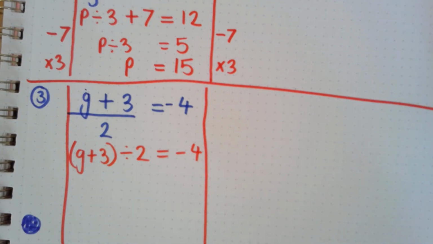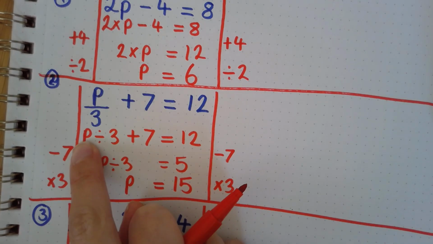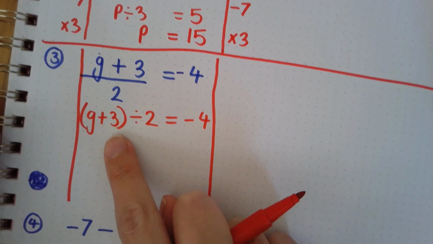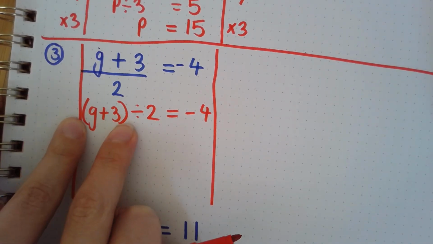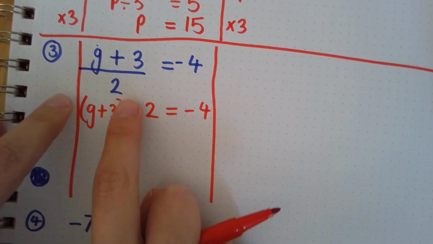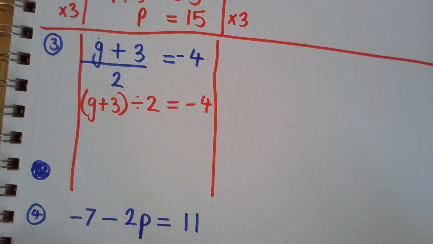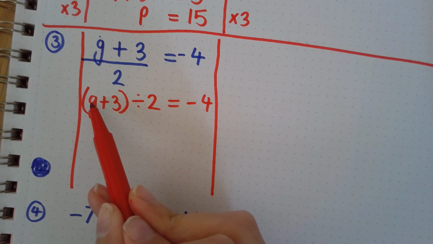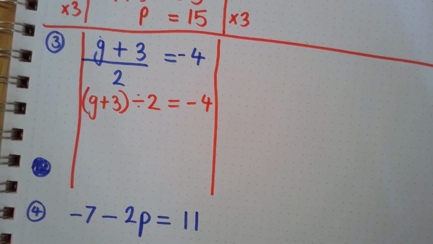So I've not done any workings, I've just rewritten it a different way. Up here, it was only the P being divided by 3, so I could just write P divided by 3. Here, it's G plus 3 being divided, so I needed the brackets. If I didn't have the brackets, it would just look like 3 divided by 2. So I've got to have the brackets so that we know it's the whole thing divided by 2. That equals minus 4. This time, what we did to G, we added on 3 and then we divided by 2. So we're going to work backwards.